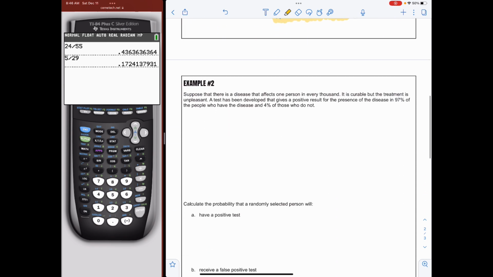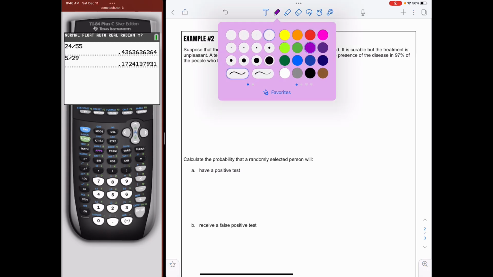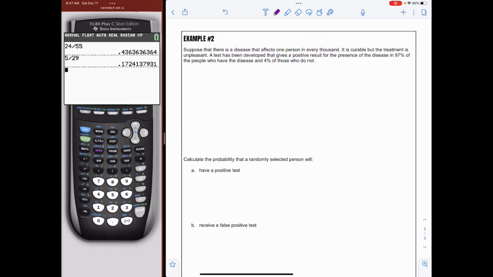So now let's look at example 2. It says, suppose that there is a disease that affects 1 person in every 1,000. Okay. It is curable, but the treatment is unpleasant. A test has been developed that gives a positive result for the presence of the disease in 97% of the people who have the disease and 4% of the people who do not. So to represent this, I'm going to use a tree diagram.